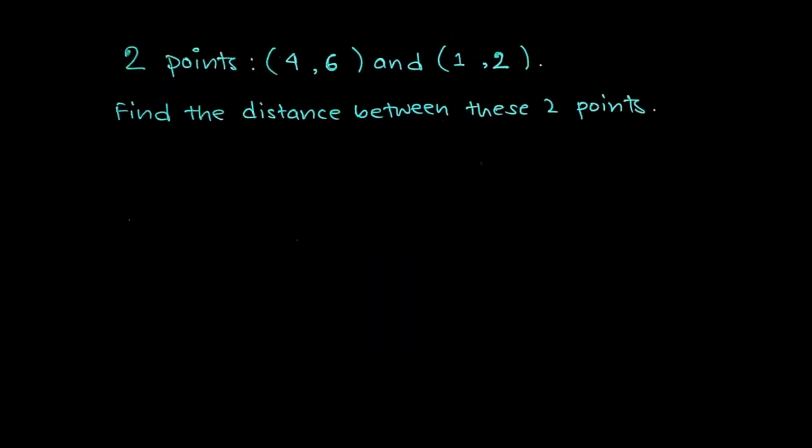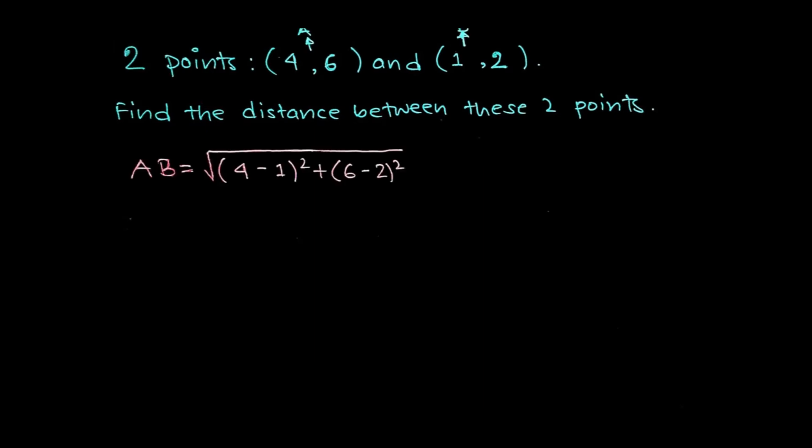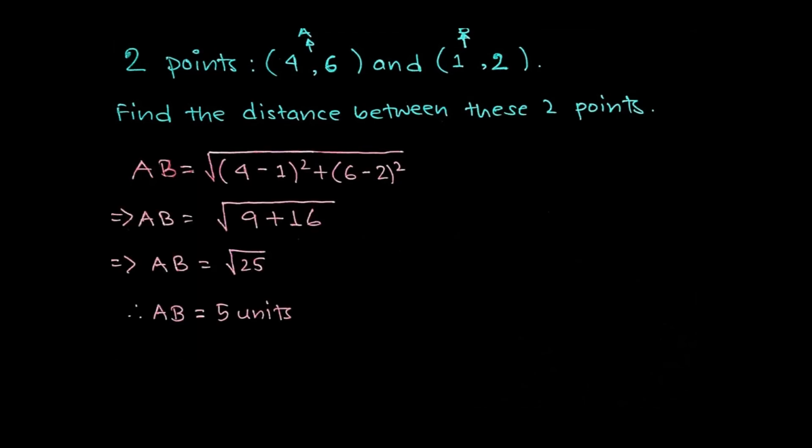Let us check out an example very quickly. 2 points are given, 4, 6 and 1, 2. We are told to find the distance between these 2 points. We already know the formula. We'll take 4, 6 to be A and 1, 2 to be B. Now we know that AB is equal to root over (4 minus 1) whole square, since it is x2 minus x1 whole square, plus (6 minus 2) whole square, since it is y2 minus y1 whole square. Therefore, if we simplify further, we'll find that AB is equal to 5 units.